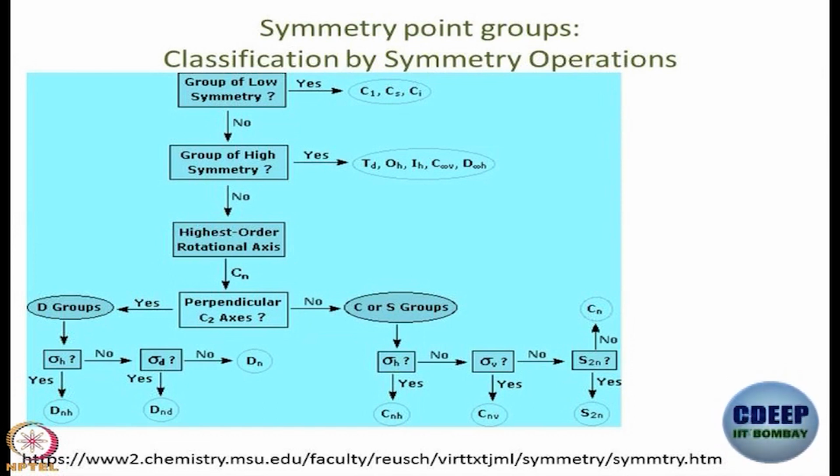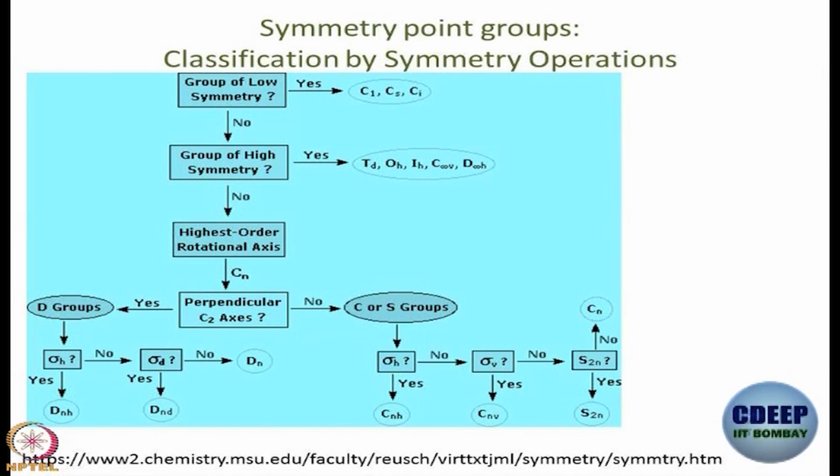If there is D, do you have sigma H? Sigma H has the highest priority. Then you call it DNH. If H is not there, then you look for dihedral angles. If that is also not there, then you call it DN.